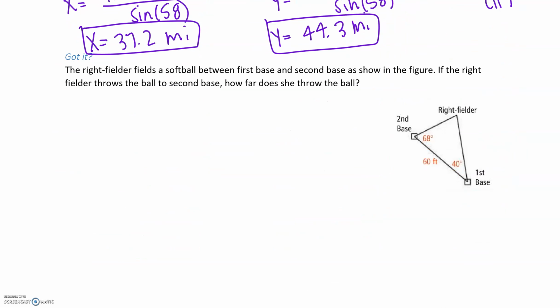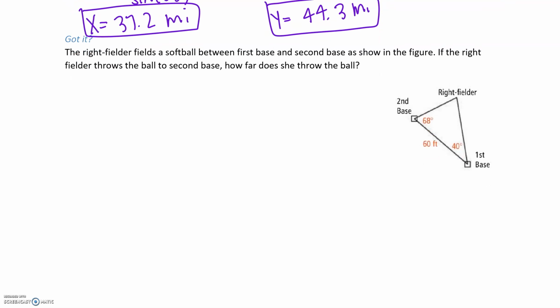So this next one, we have a right fielder that fields a softball between first and second base. And we want to see, if they throw it to second base, how far does she have to throw it? So the first thing we need to do is find this angle right here so that we can compare it to the 60 feet.